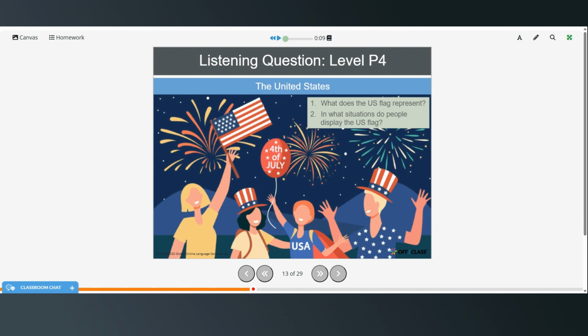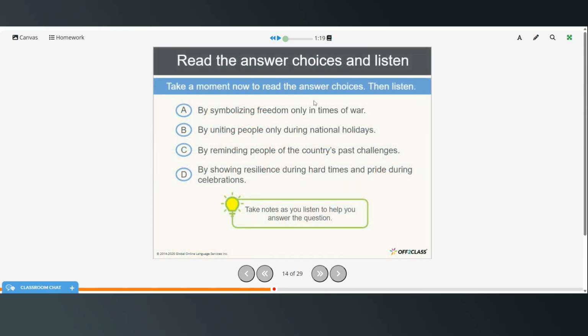And here are some questions to think about. What does the U.S. flag represent? And in what situations do people display the U.S. flag? Take a moment now to read the answer choices. Now listen and answer the question.